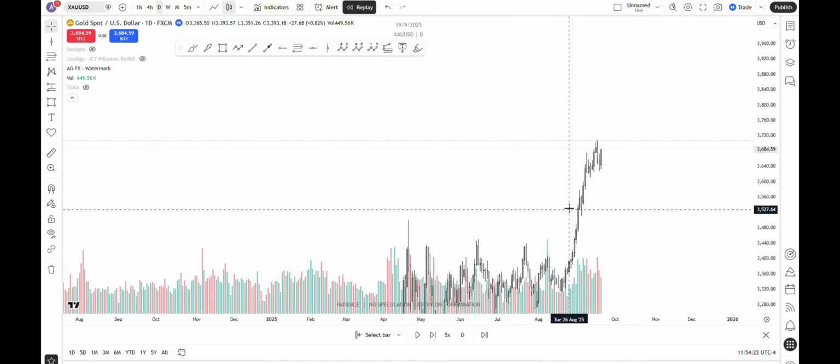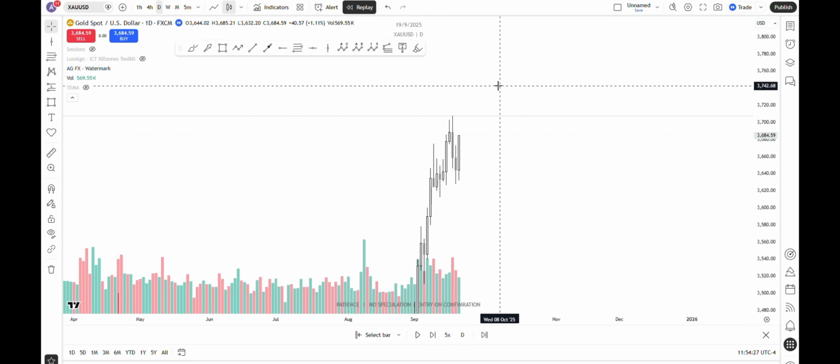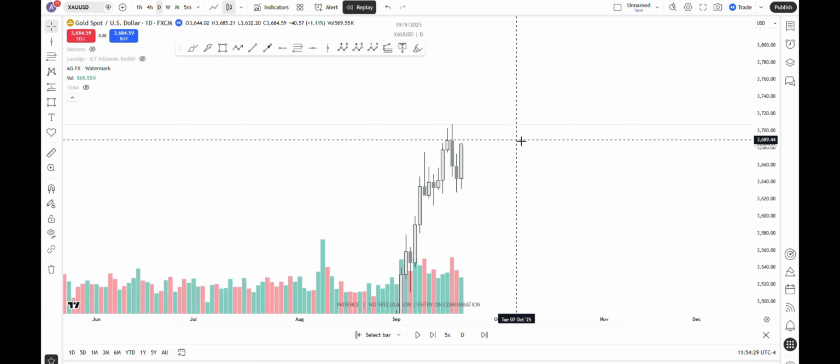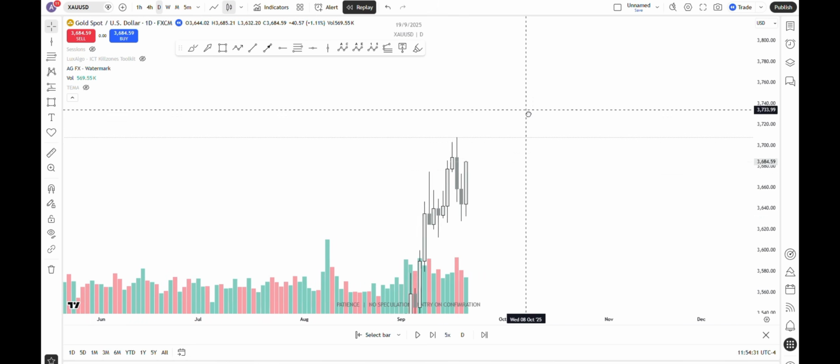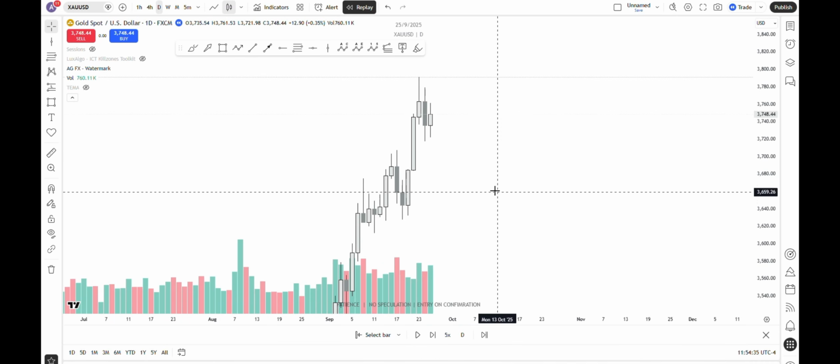So we can see that market is creating all-time highs, right? And market is pushing higher. So our bias is very clear. We'll be looking for buying opportunities only. So we can see that market is pushing higher. Let's place some more candles.